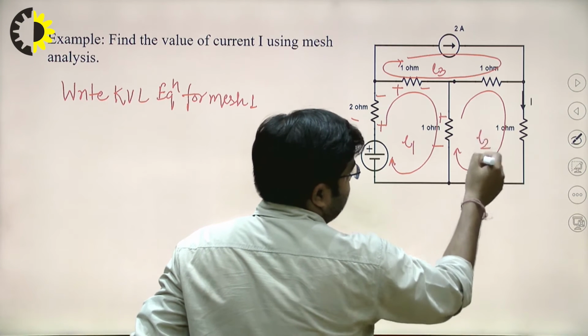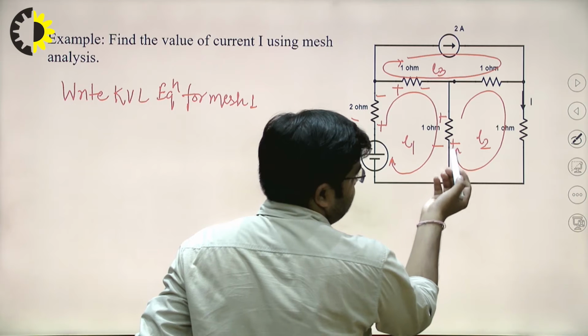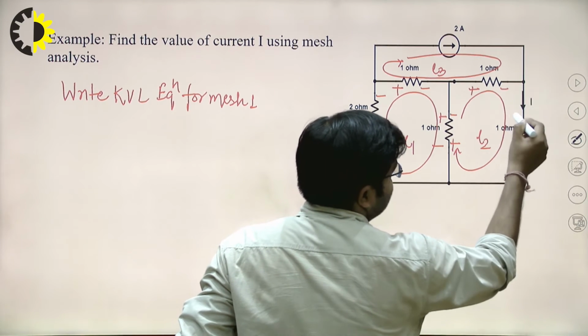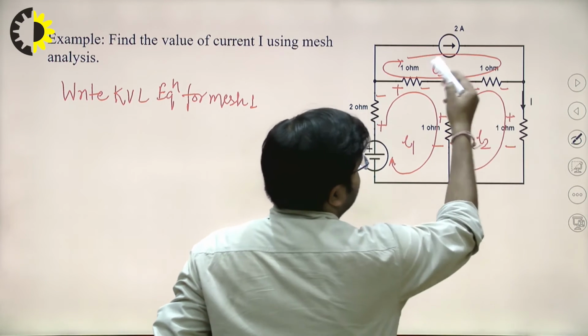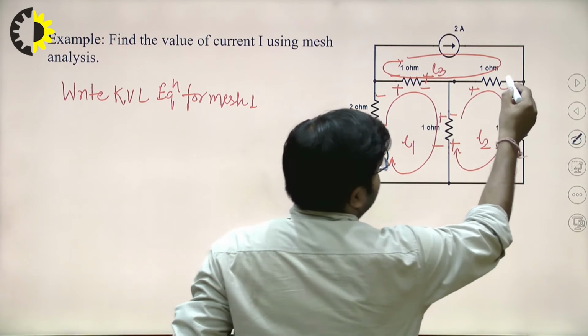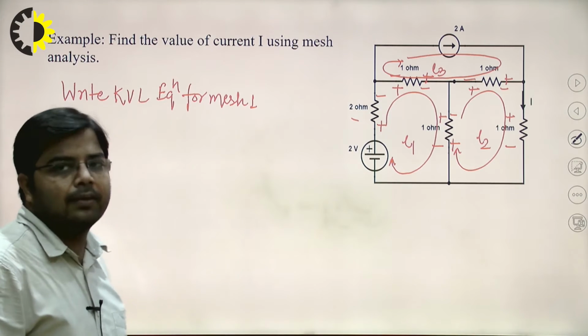So the I2 current is flowing through this resistance, entering at this point, so the positive sign will be here and then the negative sign. Similarly plus minus, plus minus. Then for the I3 current, the positive sign will be here, negative sign here, then positive and negative. Okay, then write the KVL equation.